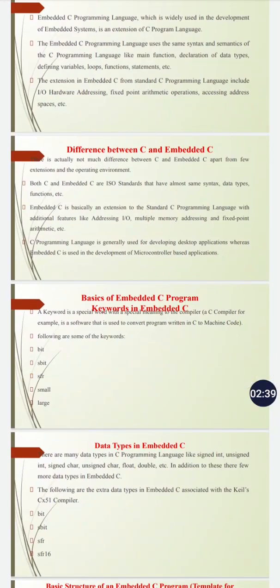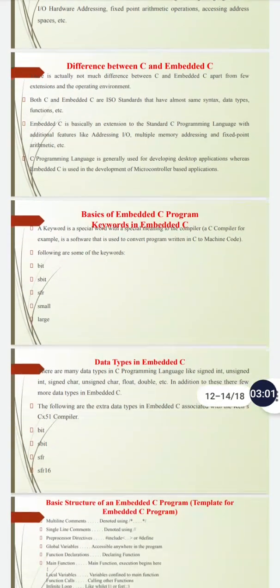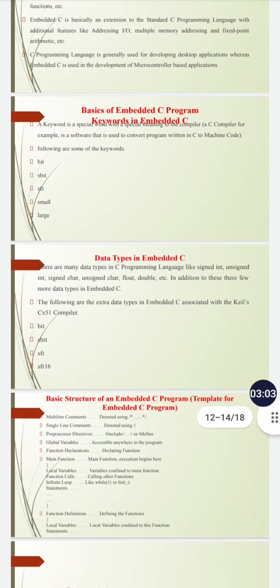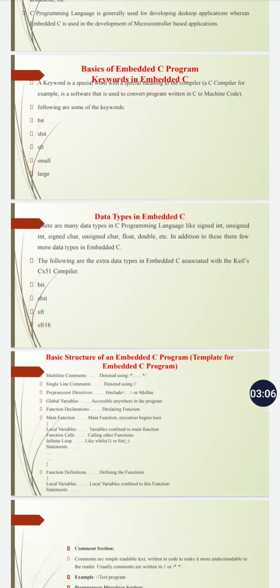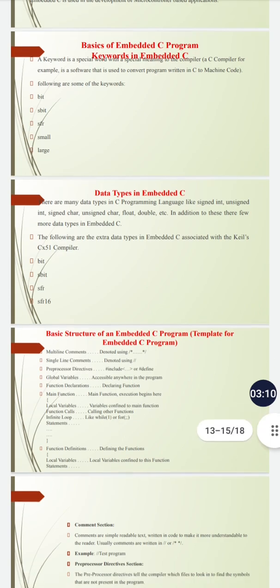This is on slide number 11. I have listed some basic keywords from embedded C. All the keywords from normal C language are allowed in embedded C. Still there are a few more keywords in embedded C, that are bit, sbit, SFR, small, large, etc. Otherwise all the data types from the C language are allowed in embedded C. Here on slide number 13, I have again listed the keywords or the data types from embedded C.